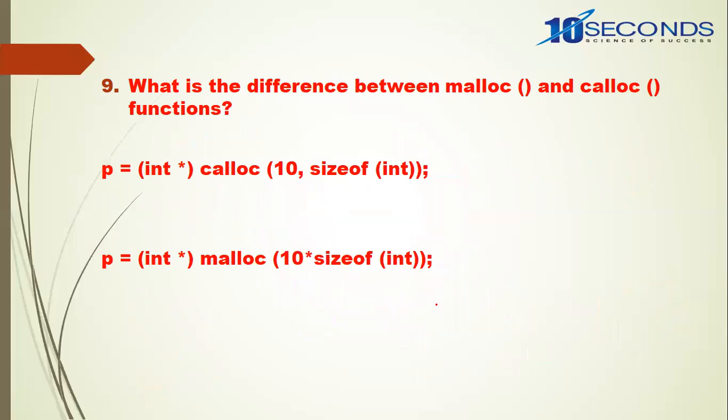We will see the syntax of calloc and malloc. Calloc accepts two arguments. The first argument is how many blocks you want and what is the size of each block. That is the second argument. Here I want 10 blocks and each block should be of the size of integer. And the same thing I can achieve using malloc like this. So malloc accepts one argument, 10 into size of int. But calloc initializes the allocated block of memory to 0, but malloc does not initialize.